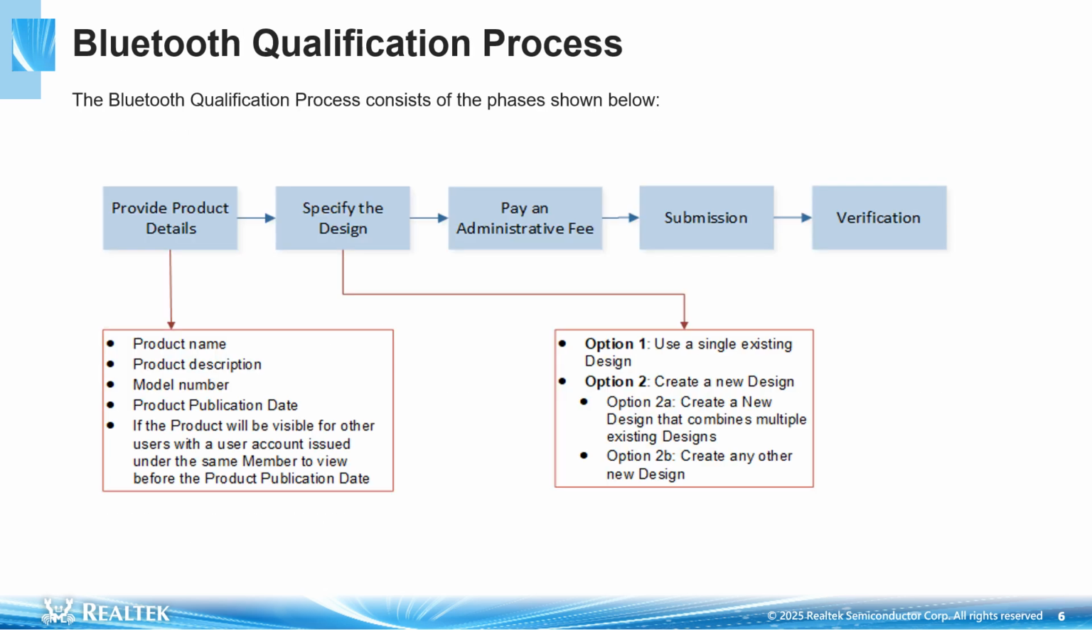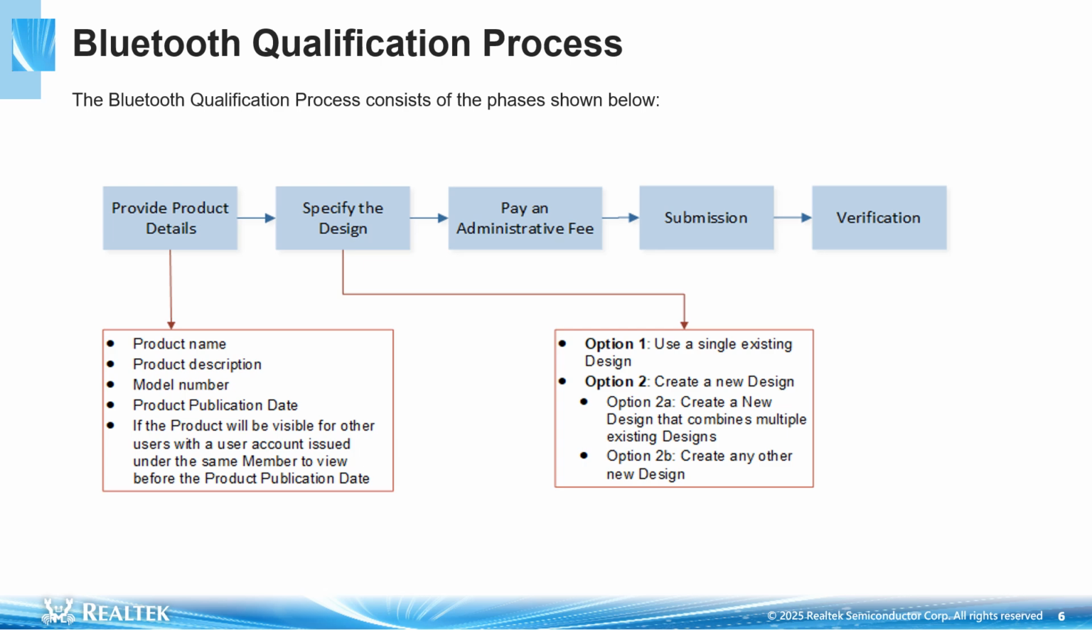To demonstrate that a product complies with the Bluetooth specifications, each member must for each of its products identify the product and complete the Bluetooth qualification process. The Bluetooth qualification process consists of the phases. 1. Provide product details. 2. Specify the design. A member has several options for specifying the design. 3. Pay an administrative fee. Members are required to pay an administrative fee to complete the Bluetooth qualification process.